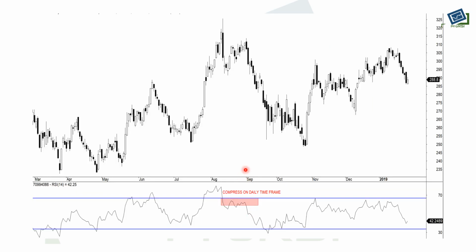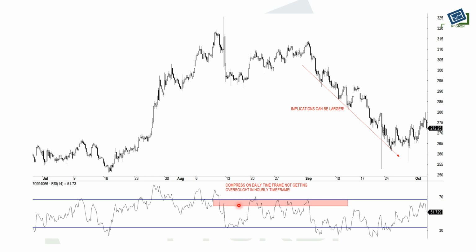So this is a daily time frame, and there is a compression near the 66 and 60 levels. Now what we have to do, when we find this type of formation on a daily time frame, we have to switch to the hourly time frame and see what the RSI is doing on the hourly time frame. And on the hourly time frame, we see that RSI is not getting overbought, it is not able to cross 70 or 80 levels. Now this will generally indicate that there is a weakness in the trend and implications can be larger.